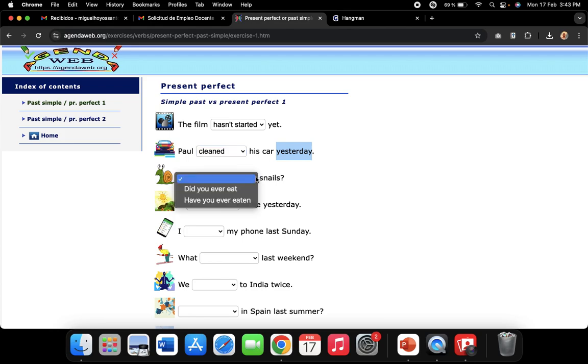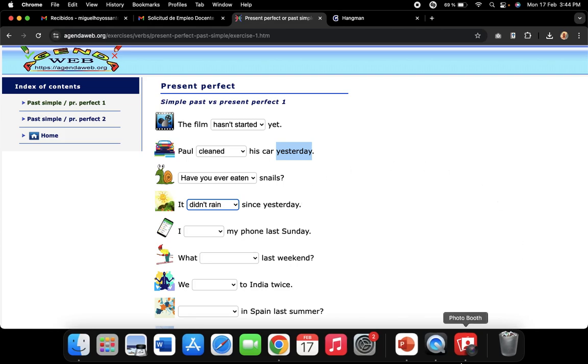Snails. Look, did you ever eat or have you ever eaten snails? Remember, time expressions. We cannot find time expressions. It allows us to identify that this sentence goes with present perfect. It didn't rain or hasn't rained since yesterday. Remember, yesterday is a time expression, so didn't rain. Okay, and so on. That's how this topic works.